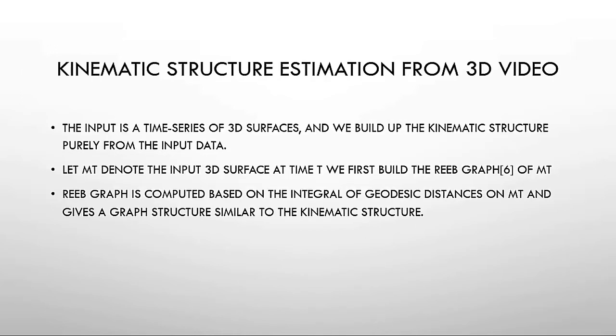Kinematic structure estimation from 3D video. The input is a time series of 3D surfaces, and we build up the kinematic structure purely from the input data. Let MT denote the input 3D surface at a time t. We first build the Reeb graph of MT. The Reeb graph is computed based on the integral of geodesic distance of MT and gives a graph structure similar to the kinematic structure of the object MT.